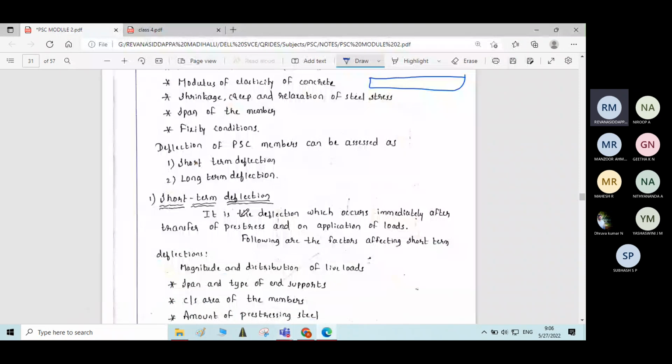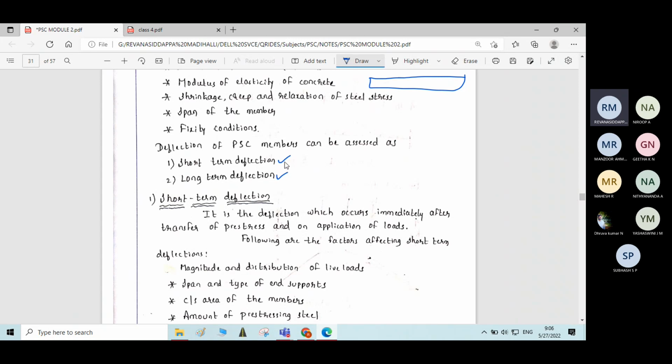Then this deflection can be studied in two steps, that is short-term deflection and long-term deflection, similar to the losses of pre-stress. Similar to the short-term losses and time-dependent losses we have studied, no? Similarly, we are studying the deflection of the beam for short-term and long-term.